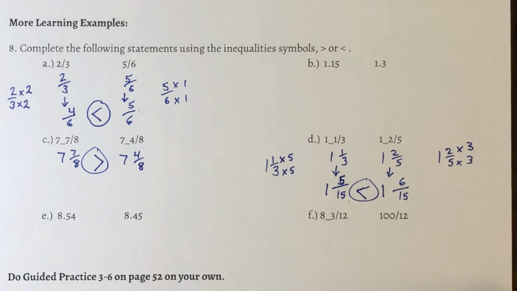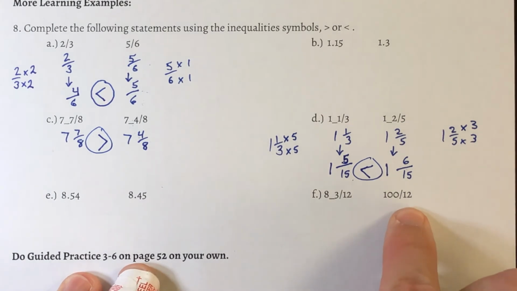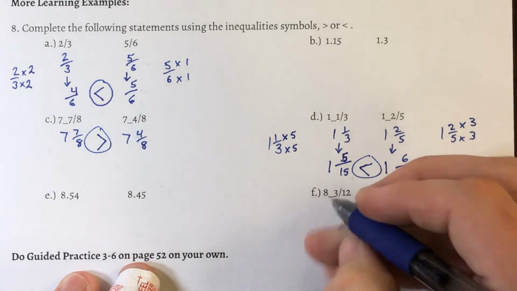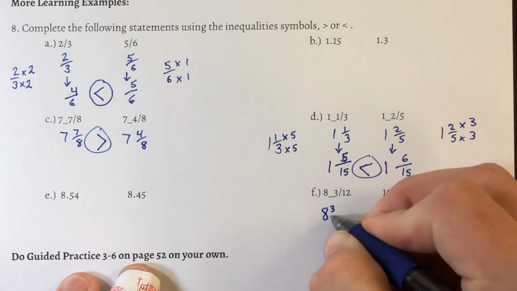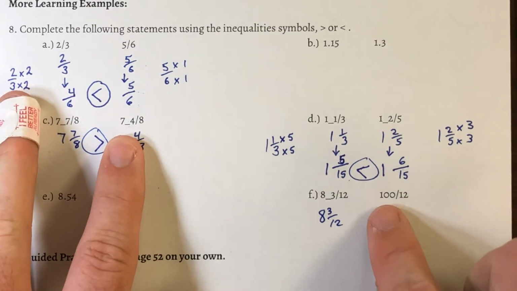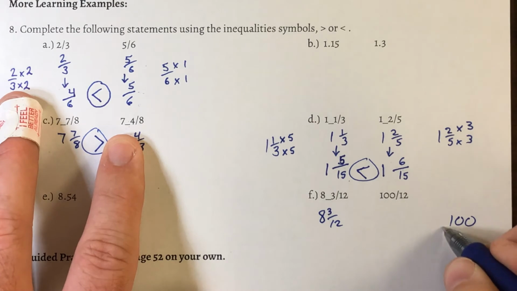All right, we have one more fraction comparison. We have 8 and 3/12 and 100/12. Now you might be like, well, obviously 100/12 is larger because 100 is a huge number. This is a trick. This is an improper fraction, so we need to actually convert that to a mixed number. First, let's jot down our 8 and 3/12. Now, how do I convert this? Fractions are actually division problems. So this is really 100 divided by 12. So let's do that.